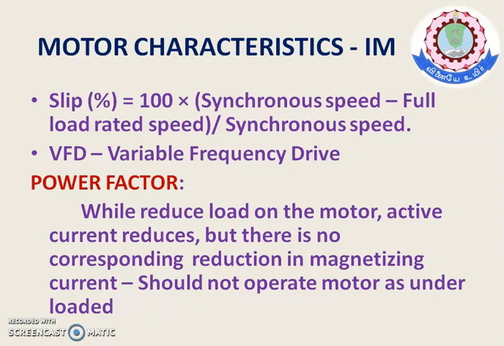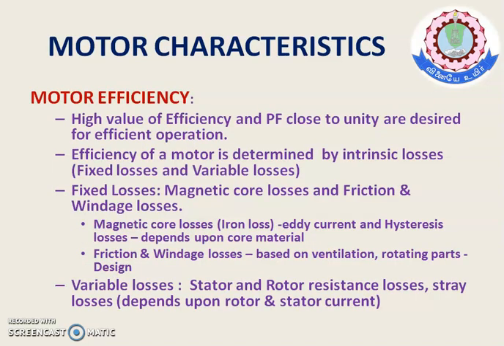That means your machine efficiency reduces when you operate at an underloaded condition. That will be explained in the table in the forthcoming slides, right? And the second parameter is motor efficiency. A high value of efficiency and a power factor close to unity are desired. So that is the ultimate objective. We need to achieve higher efficiency as well as a power factor close to unity.